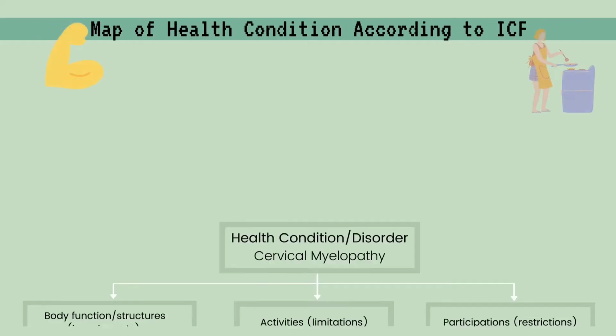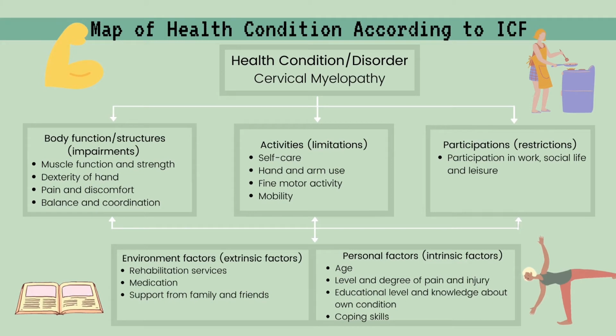This is the map of the health condition according to the ICF. Patients usually will have problems in body function such as muscle strength, dexterity, pain, and balance. So, patients will have limitations in self-care, hand and arm use, fine motor activity, and mobility. This also will affect participation in work, social life, and leisure. Environmental and personal factors are also interrelated to this cervical myelopathy.